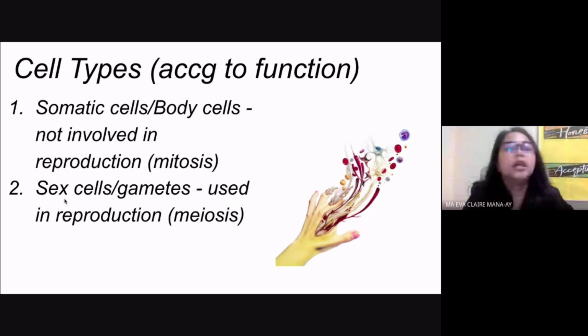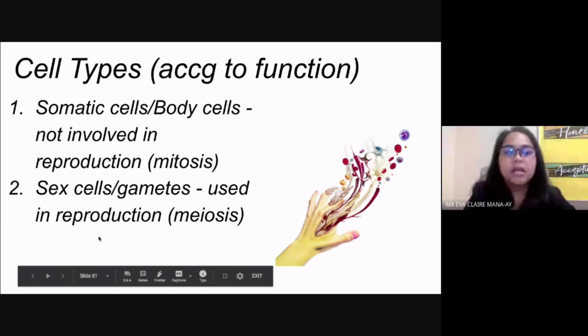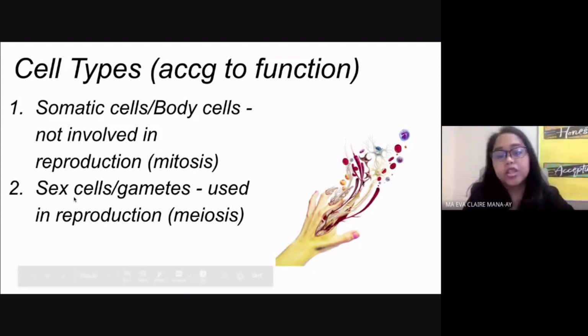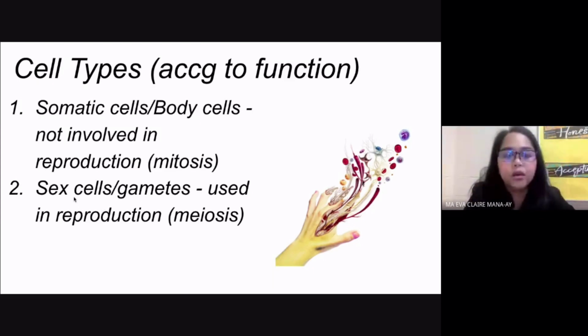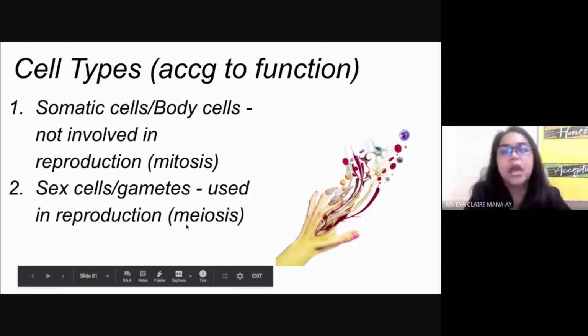The second type of cell that we have is your gametes, or sex cells. These, of course, are used in reproduction. There are just two sex cells that we have. For humans, that's the egg cell and the sperm cell. We call these the gametes, and these are produced through meiosis.